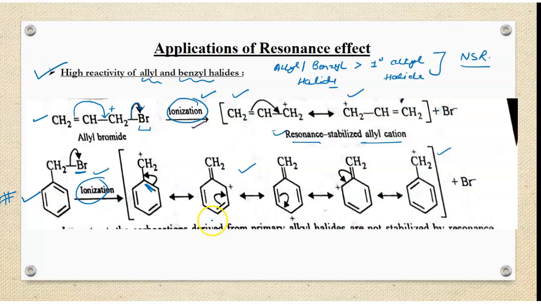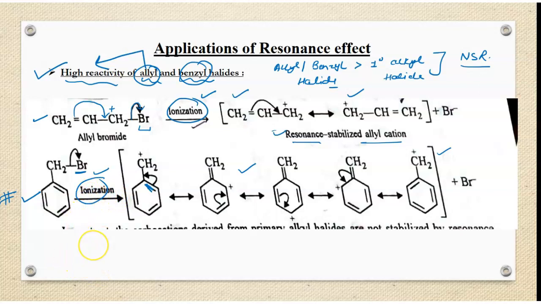So because of this, you get many stabilized resonance structures. The resonance stabilized allyl cation as well as benzyl cation results in the stability of your allyl as well as benzyl halide, which ultimately accounts for the high reactivity of your allyl and benzyl halide. So I hope that is quite clear to you.